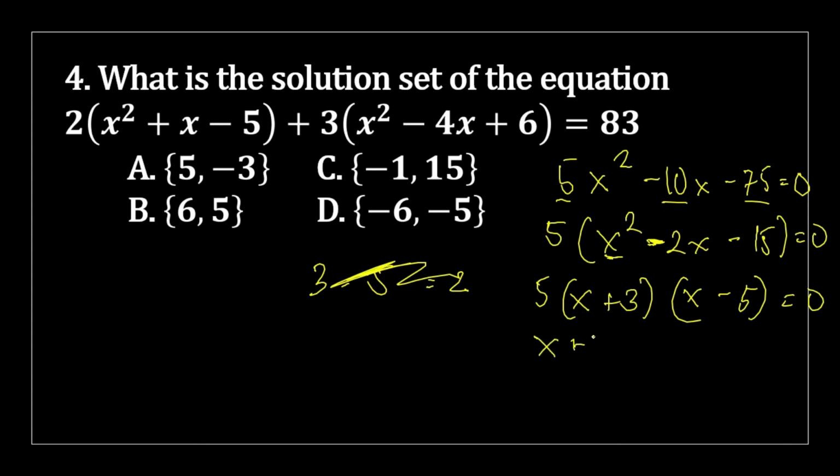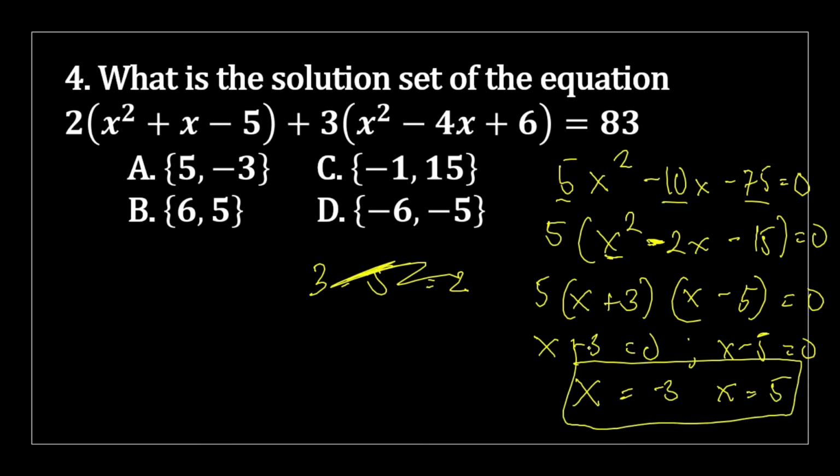Now, let's disregard 5, because if these two are 0, then 5 will not matter anymore. So x plus 3 equals 0, then x minus 5 equals 0. Therefore, the values of x are negative 3 and positive 5. So that would be our value, negative 3 and positive 5, and we have that here, letter A.